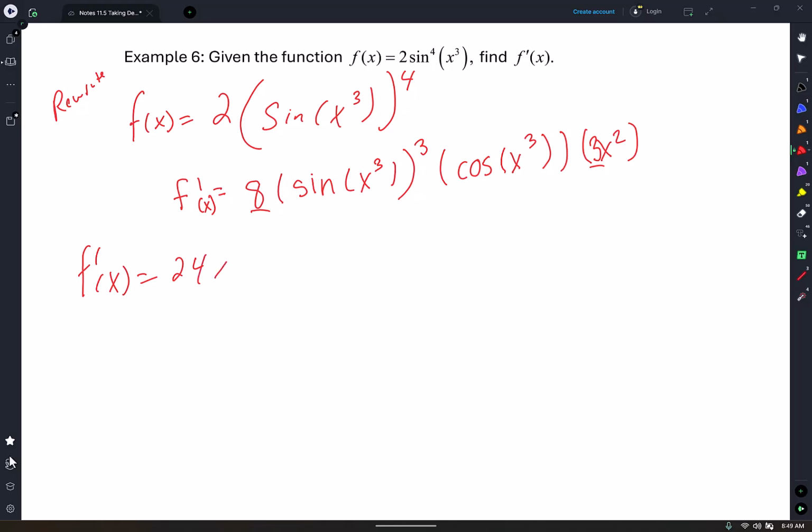So 24x squared, and then this is sine cubed, so I'm going to write sine cubed of x cubed cosine of x cubed. And I guess you could also reduce it if you wanted to, but I wouldn't. It's not worth it because this one's cubed. The sine's cubed. There is a half angle formula for sine theta, cosine theta, but we're not going to.